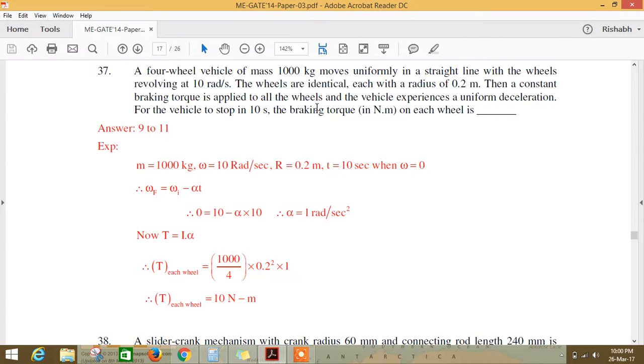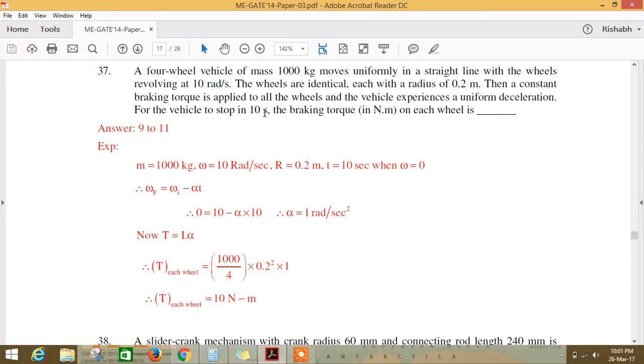As soon as you hear the term braking torque, you should know torque is equal to I into alpha. Alpha is angular acceleration, and I is the mass moment of inertia, mr squared or whatever the value of r is as per the configuration. We require alpha. How can we calculate alpha?